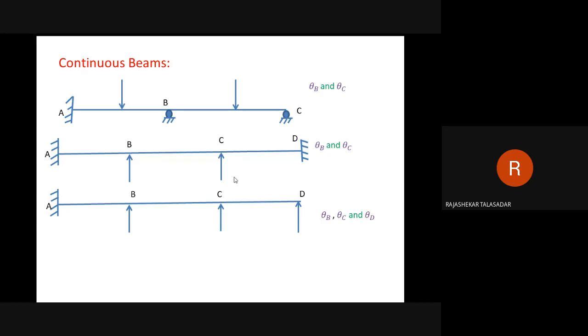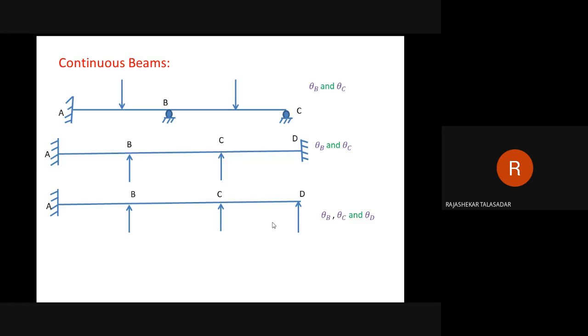Maximum number may be any n number of spans. You may have 3 spans, 4 spans, 5 spans, any n number of spans. But the minimum number of spans must be 2. Similarly, 3 supports must be the minimum supports to call a given beam a continuous beam. Is it clear about a continuous beam? Yes, sir.